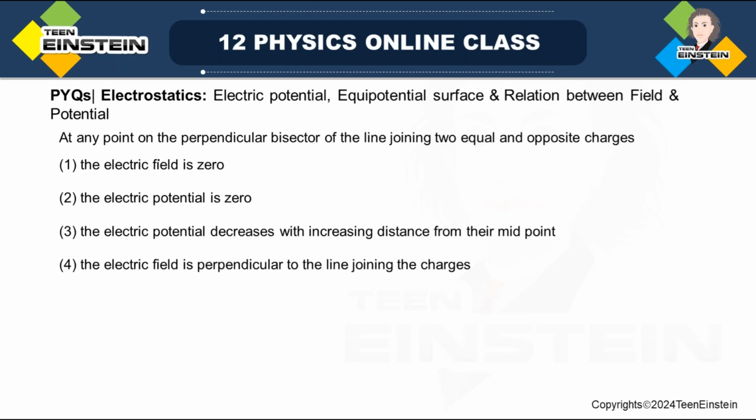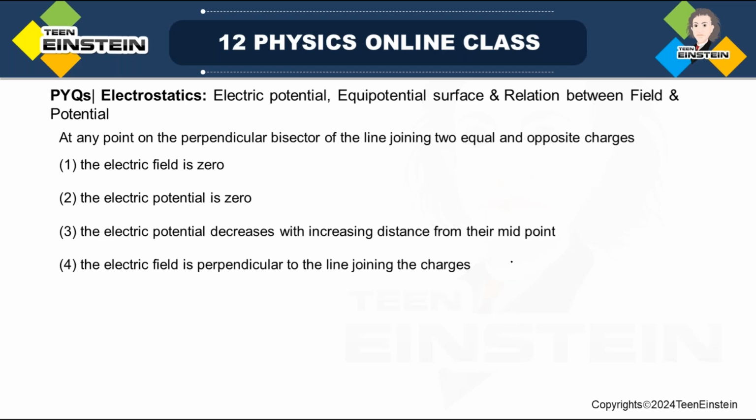Okay, this is not a problem, this is an analytical question, but anyway, it is an important question. At any point on the perpendicular bisector of the line joining two equal and opposite charges, the electric field is zero; the electric potential is zero; the electric potential decreases with increasing distance from their midpoint; the electric field is perpendicular to the line joining the charges.